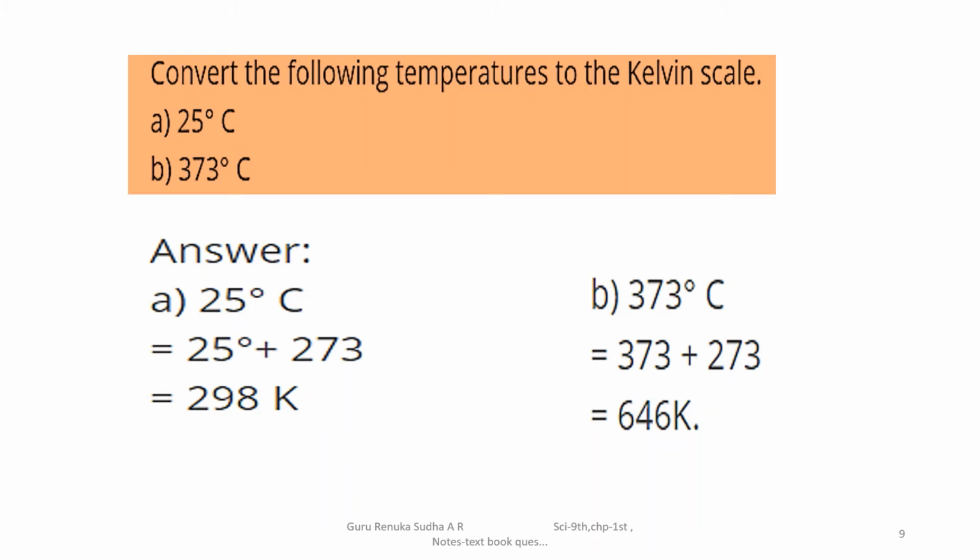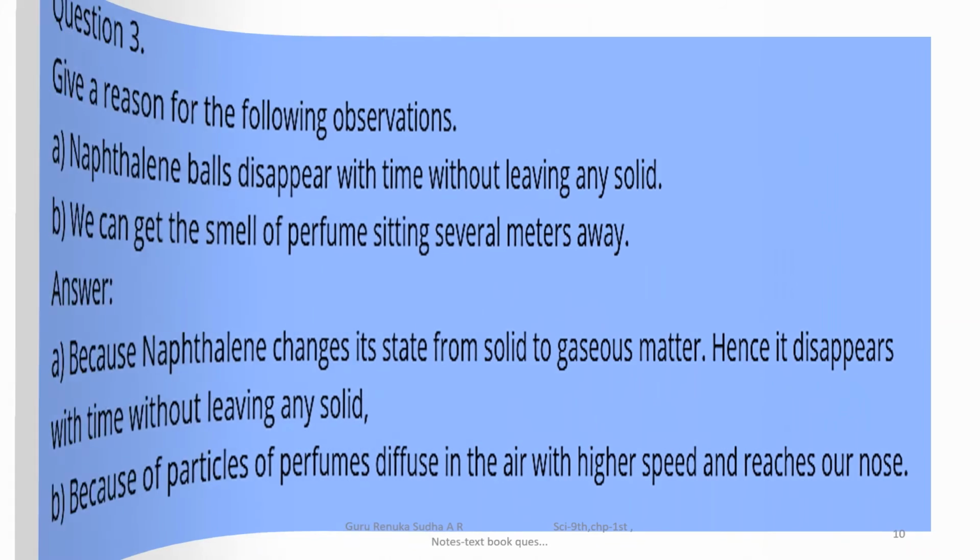So by doing that, if the temperature is 25 degrees Celsius in Celsius scale, then in Kelvin scale it is 298 Kelvin. And if it is 373 degrees Celsius in Celsius scale, then the temperature of the same substance in Kelvin scale is 646 Kelvin. So in this way you have to convert the values. Depending on these tricks, you can convert easily without the help of any scales.